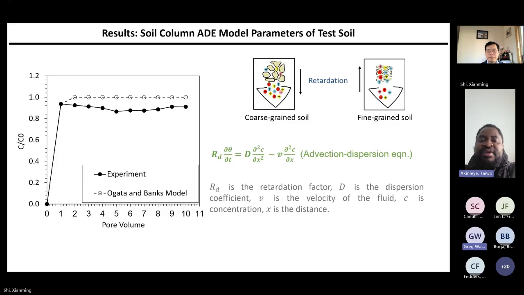On the other hand, if you have fine-grained soils with very low permeability, you should expect the flow rate to be lower and an increase in retardation, which is increased interaction between the solute cations and anions and the soil particle surfaces.